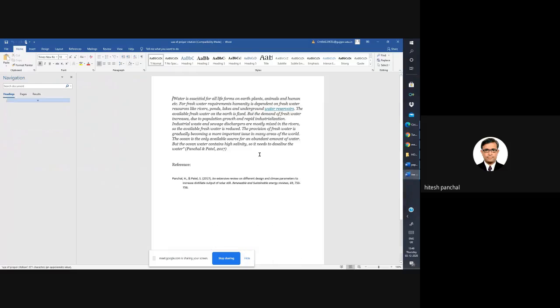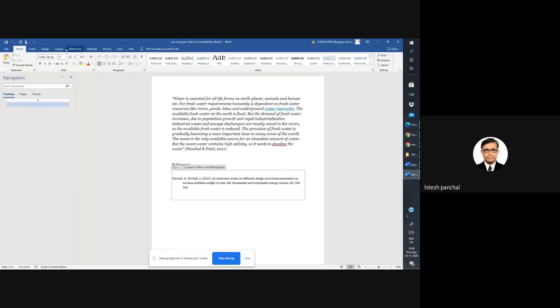Now here you can see the first paragraph I have taken from my research article. In this paragraph you can see I have put inverted commas around the sentences and also added the citation Panchal and Patel 2017, and I have added the reference. I think you all know how to add a reference.